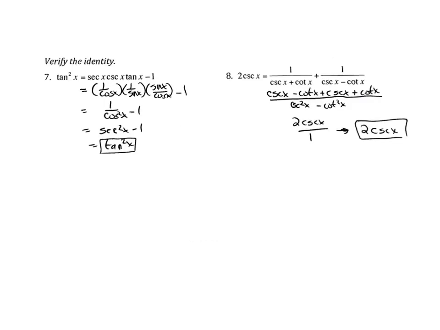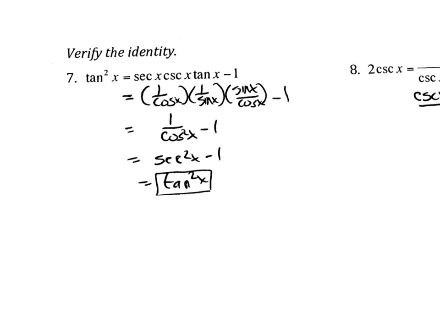Let's see, let's go to 7. 7 says verify. So this is what we spent one whole day doing. It was a great day if I remember right. I'm going to make the right-hand side look like the left-hand side. So I changed everything to sines and cosines. And what happened then is those two sines canceled, which gave me 1 over cosine squared minus 1. 1 over cosine squared is really secant squared, and secant squared minus 1, that's tangent squared. That's all you got to do on that one.